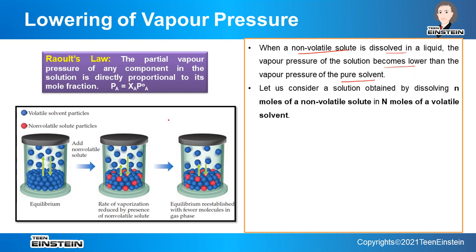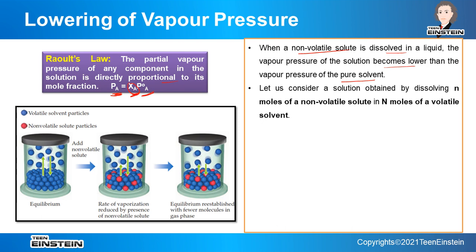And from Raoult's law we know that the partial vapor pressure of any component in the solution is directly proportional to the mole fraction. So if there is component A and B, then PA will be equal to XA times P naught A. XA is always less than 1, because it is a mole fraction. So obviously PA will always be lesser than P naught A, because you are multiplying P naught A with some fraction.